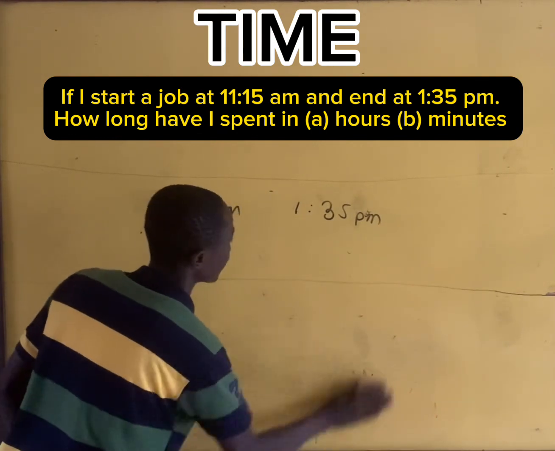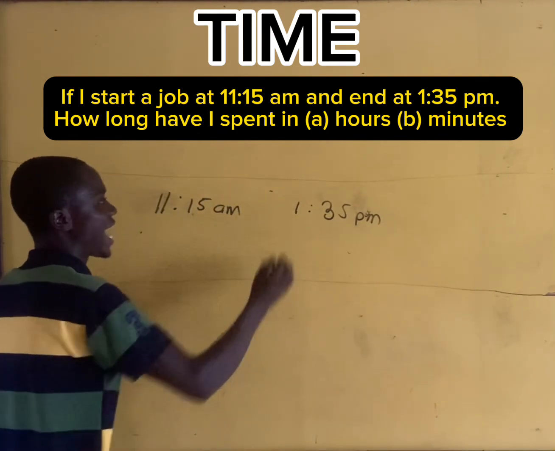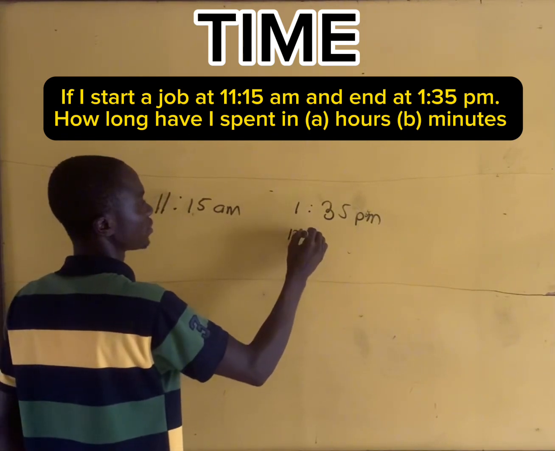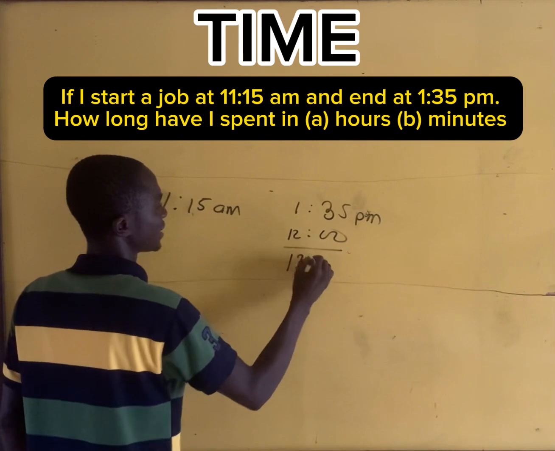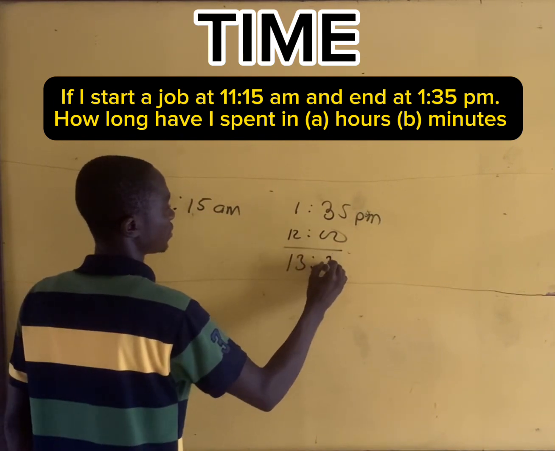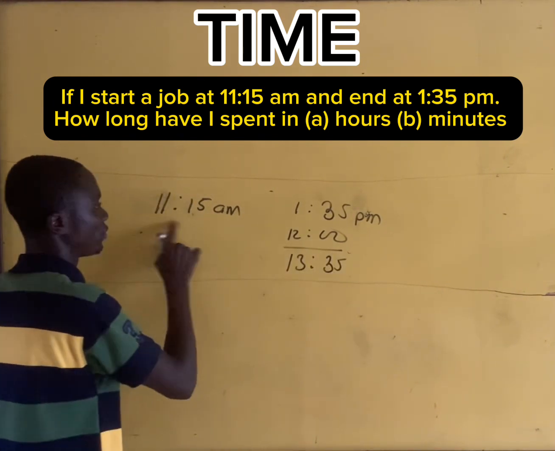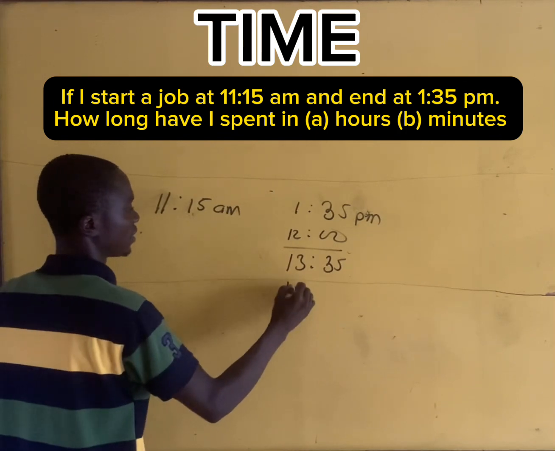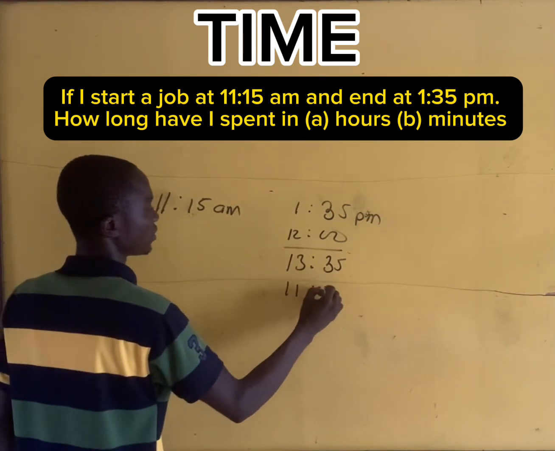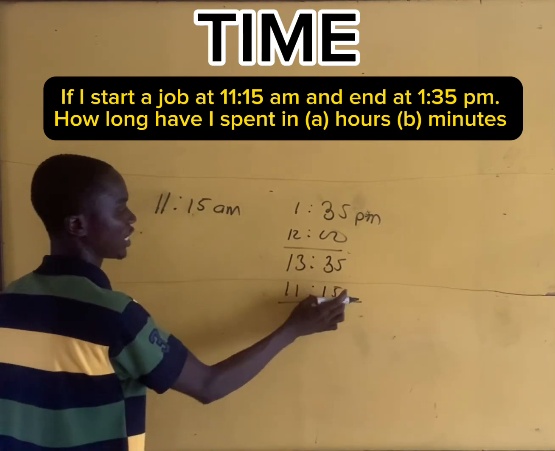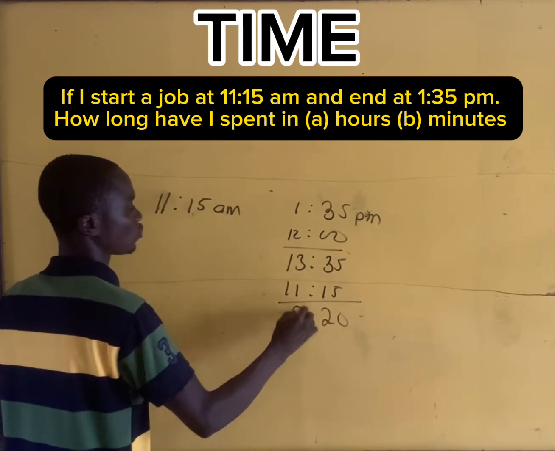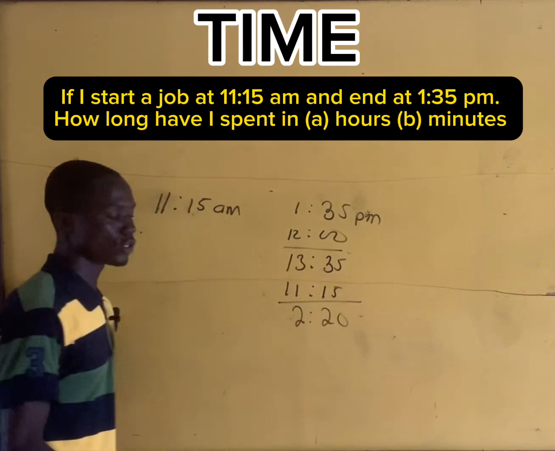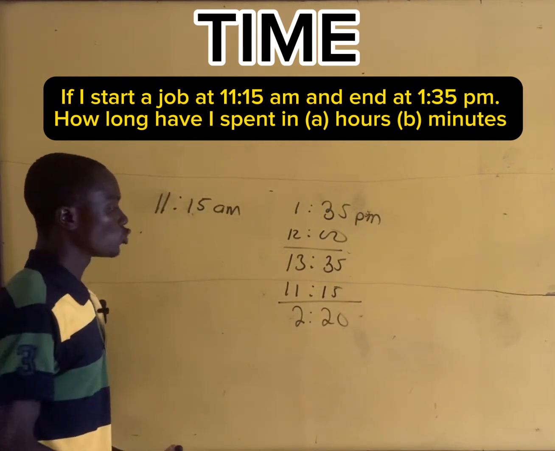Okay. So here we add 12 hours to this. This will give us 13:35. Then we subtract 11:15 from that. This one you can subtract 15 from 35 to get 20. And this will give us 2. So you have 2 hours, 20 minutes. So 2 hours, 20 minutes.